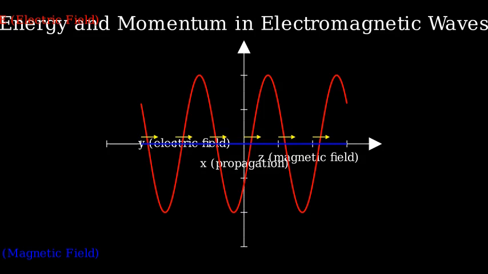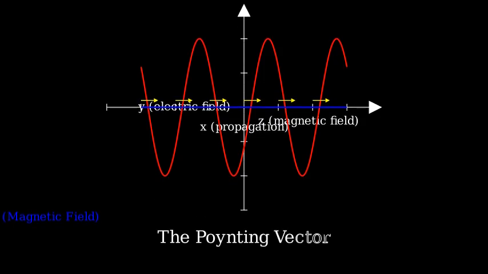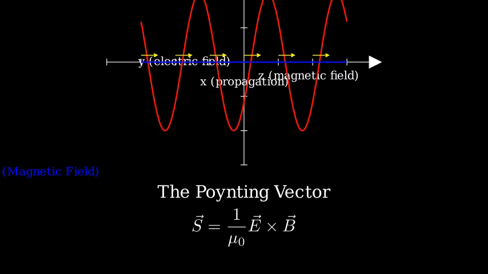Now, let's talk about the energy carried by electromagnetic waves. The energy flow rate, or power per unit area, in an electromagnetic wave is described by the Poynting vector, denoted as S vector. The Poynting vector is defined as the cross product of the electric field vector and the magnetic field vector, divided by mu0, the permeability of free space.